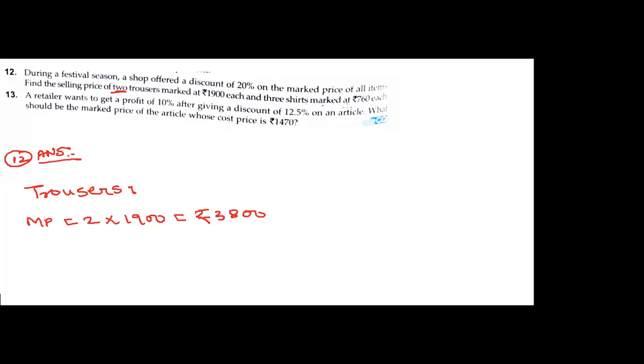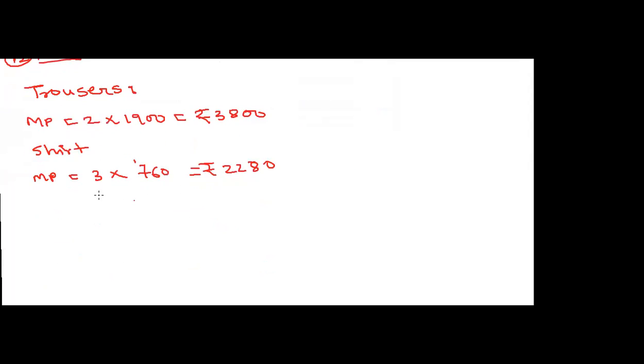And three shirts marked at rupees 760 each. So for the shirts, the mark price is going to become 3 into 760. So 3 zeros are 0, 3 sixes are 18, 1 carried, 3 sevens are 21, plus 1, 22. So that becomes 2,280. Altogether, 3,800 plus 2,280 rupees. So students, what is the total mark price?